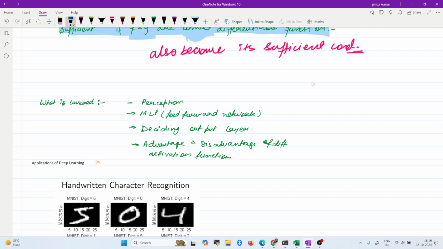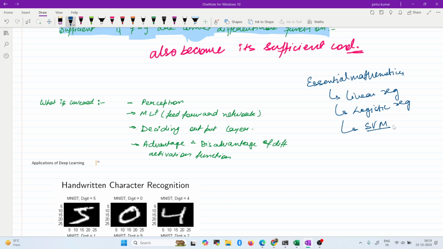So this course is called Essential Mathematics for Machine Learning. We have talked about some machine learning models like linear regression, right? Logistic regression we discussed. And we also talked about SVMs, support vector machines. But these days, the buzzword or the area that is dominating the machine learning field is actually the deep learning models.